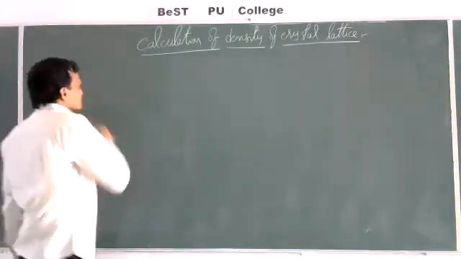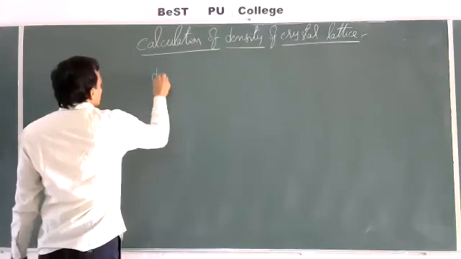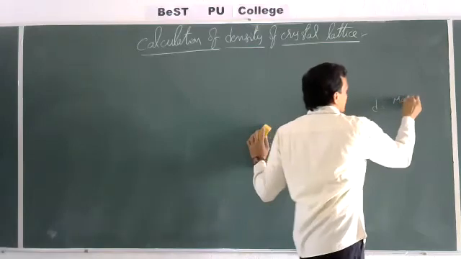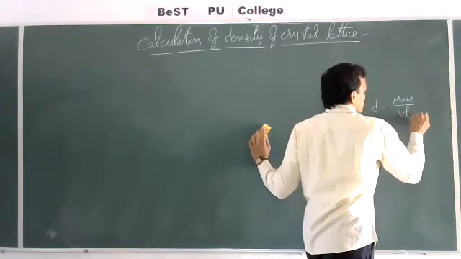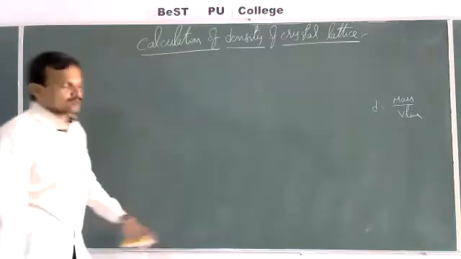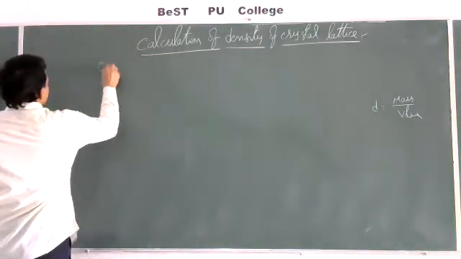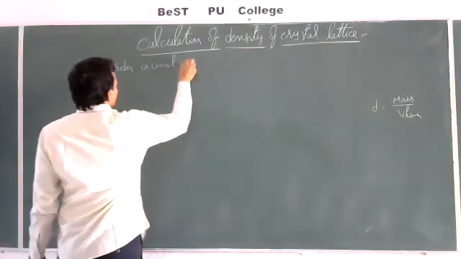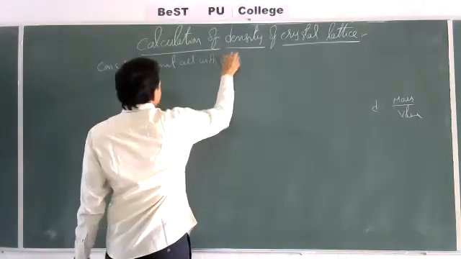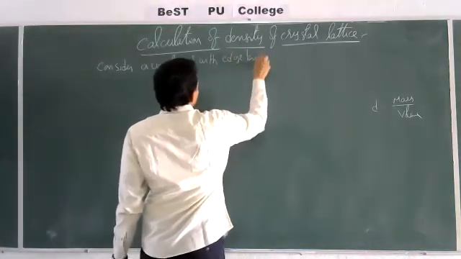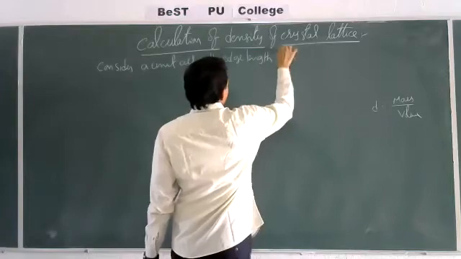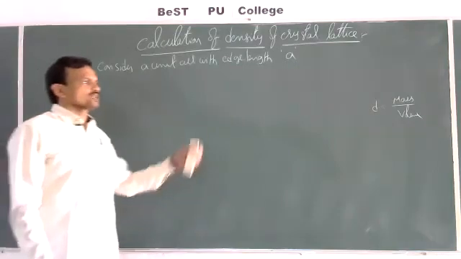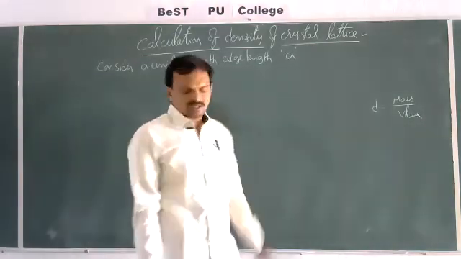So as you know, density is equal to, what is the formula? Density D is equal to mass by volume. Now just here, consider a unit cell with an edge length A, any unit cell, whatever it may be. So in our syllabus, we will calculate for a cubic system, that's all.